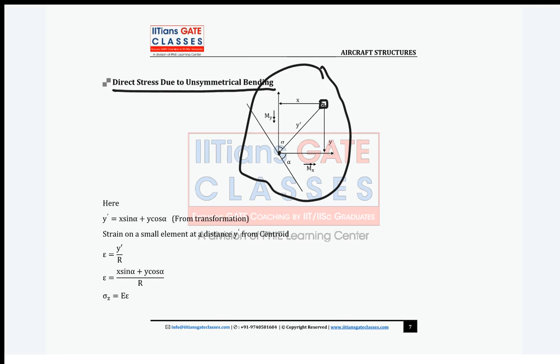This is your neutral axis, guys. And these are my coordinates, the x and y coordinate system. In this xy coordinate system, you can see x is the distance from the vertical axis and y is the distance from the horizontal axis. These are my distances.